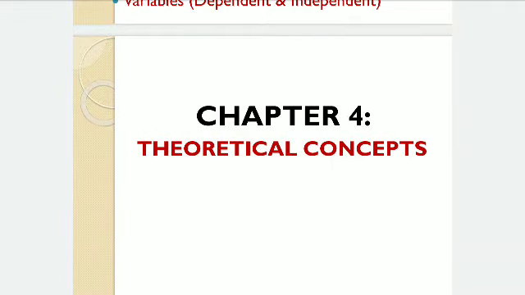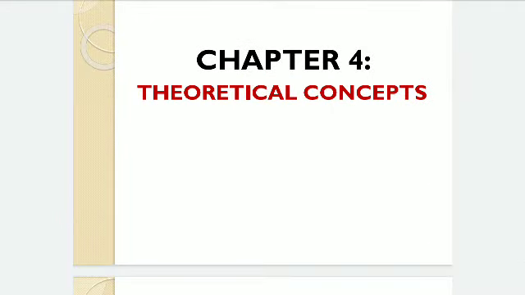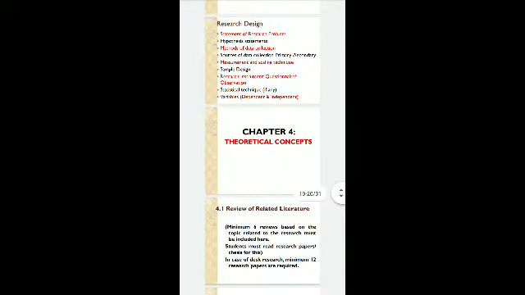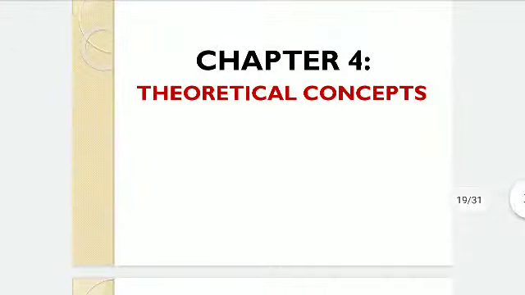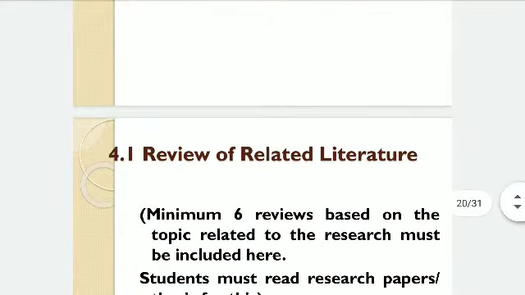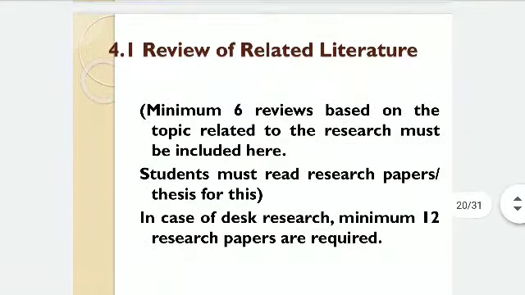Then we will move towards the next chapter, which is chapter number 4, theoretical concepts. Before that I will just tell you that chapter number 3 should also be of 5 pages. So chapter number 1 is 5 pages, chapter number 2 is 5 pages, and chapter number 3 is 5 pages. But this chapter number 4 is important. This is theoretical concepts. Here you can write this chapter approximately 20 to 25 pages. So the bulkiness of your project will increase.